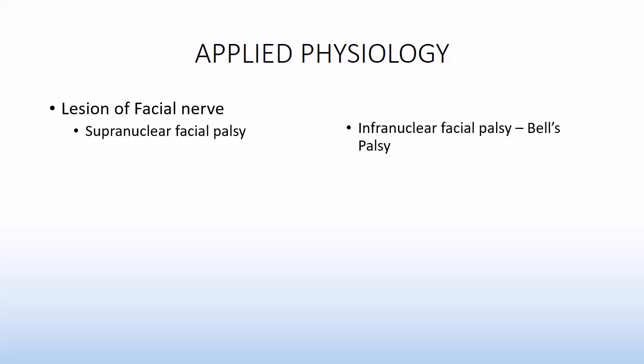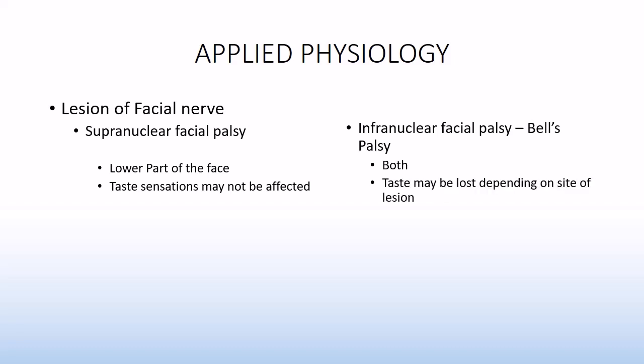Now, how to differentiate between supranuclear and infranuclear facial palsy? There are some differences between these two palsies. Let's see a few of them. Now, first, in supranuclear facial palsy, only the lower part of the face is mainly affected, not the upper part, which is the case in infranuclear palsy. In infranuclear palsy, mostly both the parts, upper as well as lower part of the face, are affected. Now the second difference is taste sensation may not be altered in supranuclear facial palsy, but in case of infranuclear facial palsy, taste may be lost depending on the site of lesion.